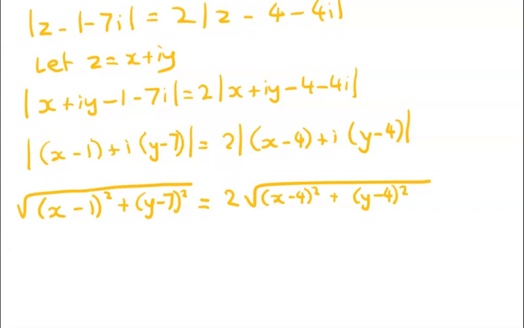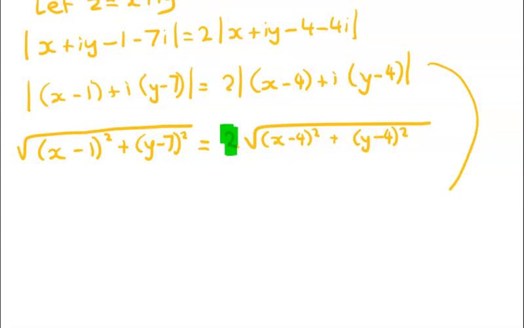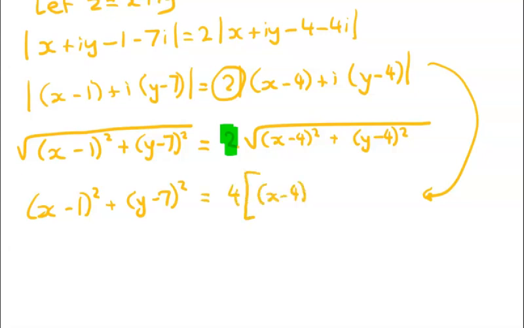Now, the reason that I put this line in instead of skipping straight to the squaring is that a really common mistake is not to square that 2. So it's fine if you did jump straight to here, but hopefully you remembered that that needs to be squared as well as all the other stuff. So now we have x minus 1 squared plus y minus 7 squared is equal to 4 times all of this.